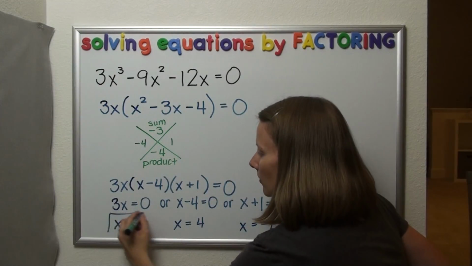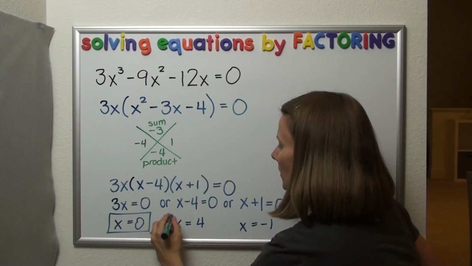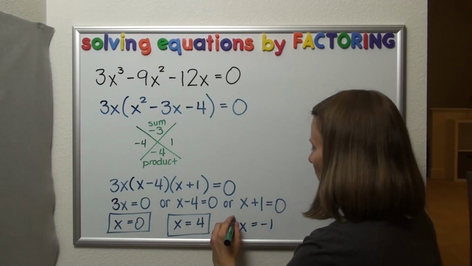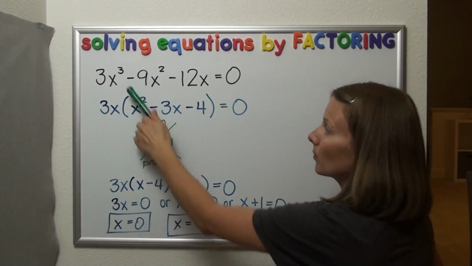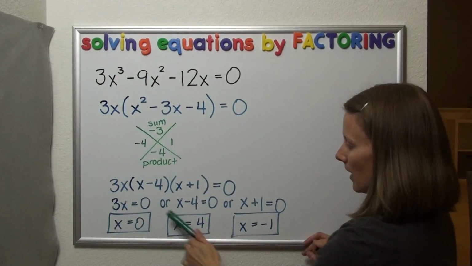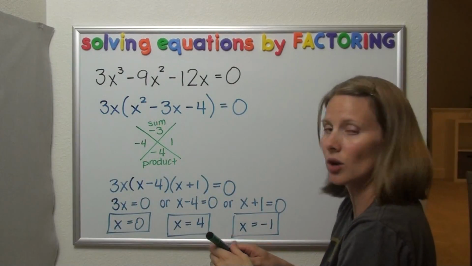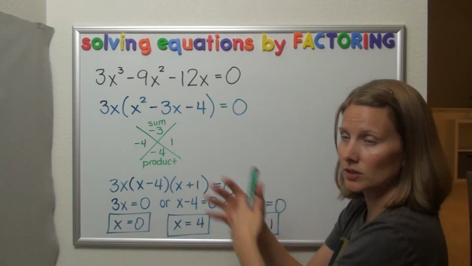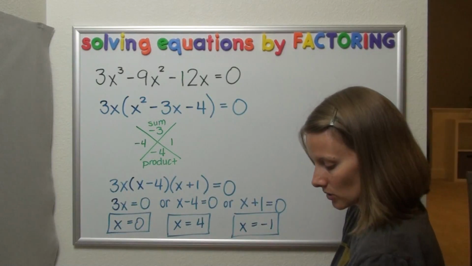So again, I have 3 solutions to this equation. We had already predicted that at the beginning. We knew that because it was degree 3, because it was cubic, we would have 3 different solutions. And again, you can always check that by plugging each solution in and seeing if the equation's true.